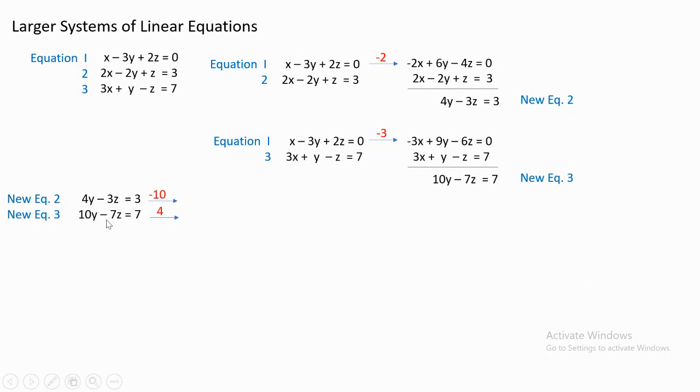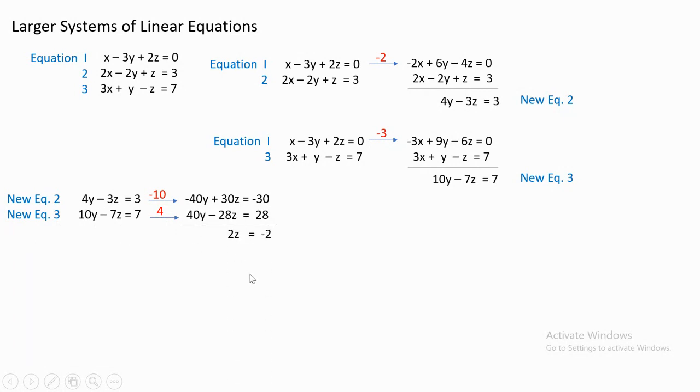But I'm doing it pretending that the students do not know anything. This way, at whatever level they're at, they'll be able to pick up. Okay? So after I multiply negative 10 times every term on equation 2, we're going to get negative 40y plus 30z equals negative 30. And after I multiply 4 times every term on the new equation 3, we're going to get 40y minus 28z equals 28. So that'll be 0.